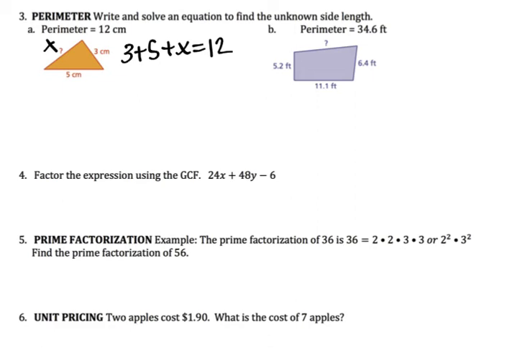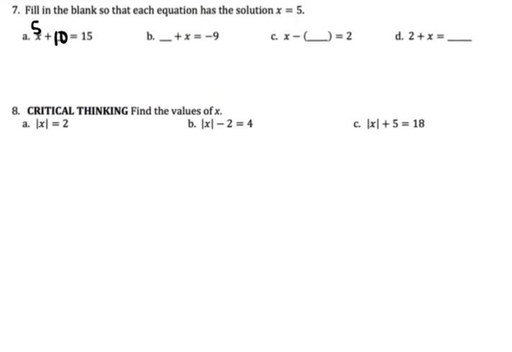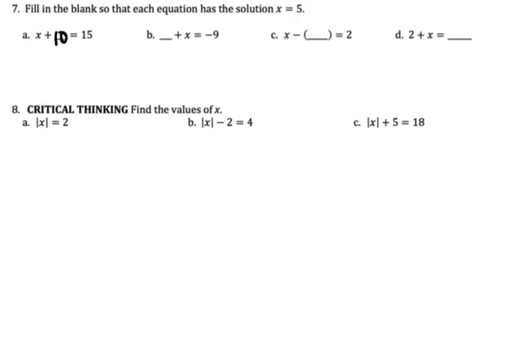Unit pricing, that's a review back in 6th grade with unit pricing. 2 apples cost $1.90. How much is it going to cost you for 7 apples? Number 7, fill in the blank so that each equation will have the solution x equals 5. So x equals 5 is going to be the solution. You have to fill in a number to make that happen. So right here, this is 5 plus a number equals 15. Well, that number would have to be 10. So the answer on the first one would have to be 10 to fill in the blank.